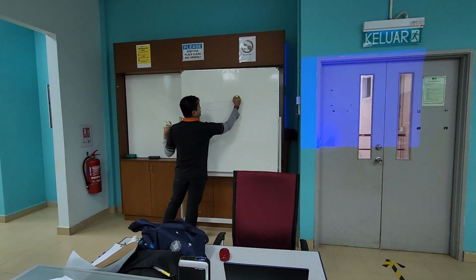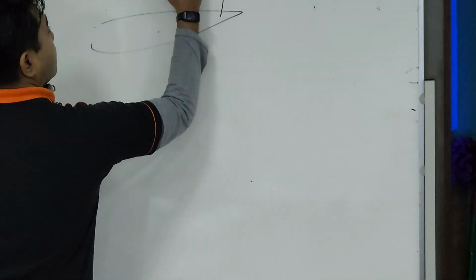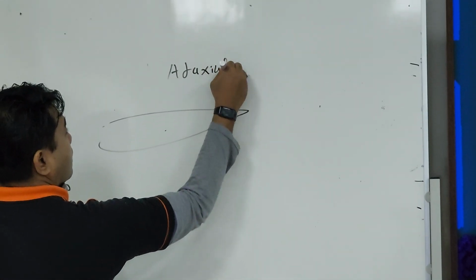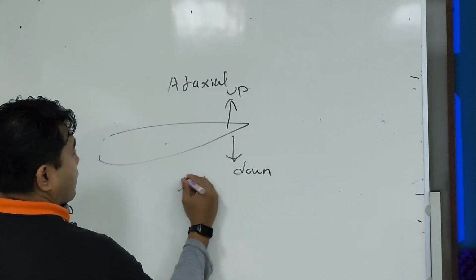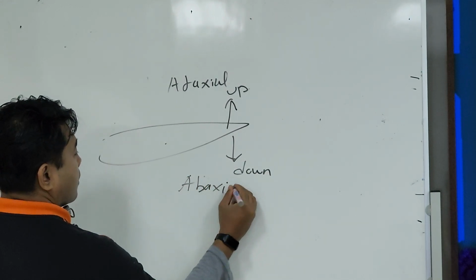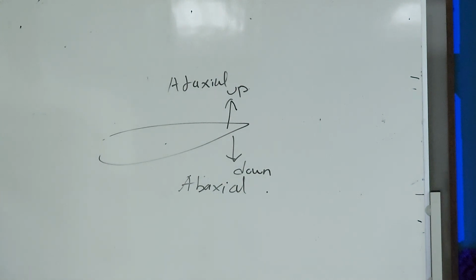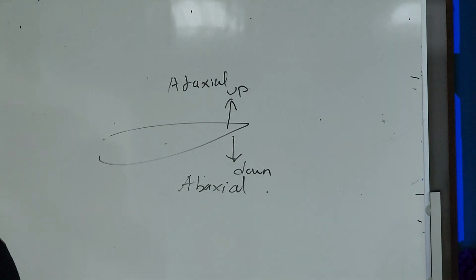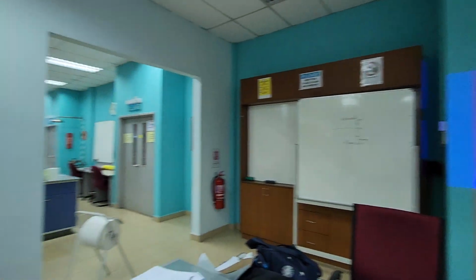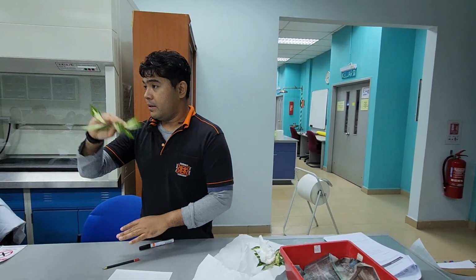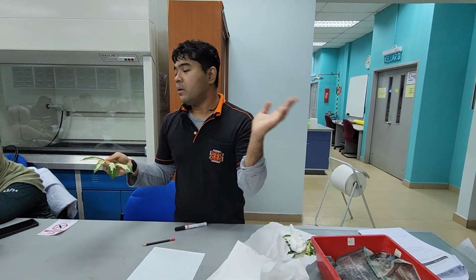You have the upside of the leaf, we call it the adaxial, and then the downside, we call it the abaxial. Usually, most leaves have protruding veins on the abaxial, mostly. But in the case of this leaf, you are free to use either side, adaxial or abaxial.